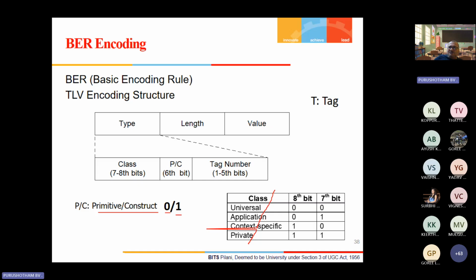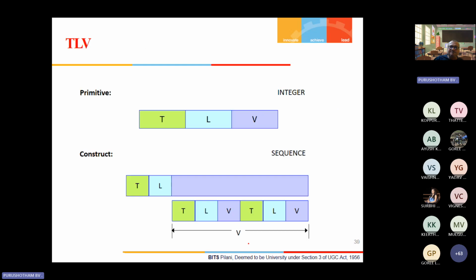So tag number is 1 to 5 bits. These are based on the TLV sequence. TLV is further followed by the value. Again, value is further divided into TLV like that. This is for the primitive, this is for the constructed.